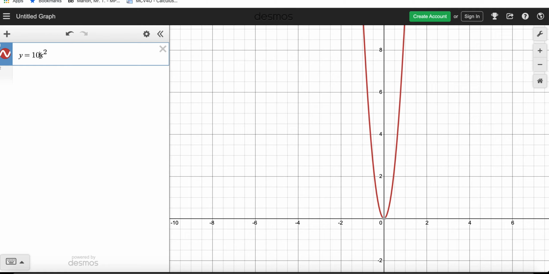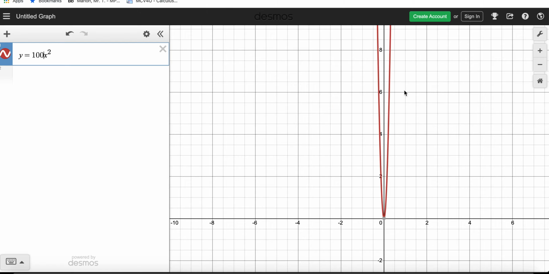This process here, multiplying the x squared or changing the value of a to a number that is greater than 1, is going to stretch the curve up. If we make it 100, let's see what happens. It gets even narrower, or as if it's stretched even more upward.